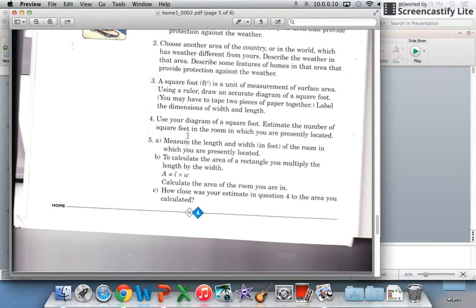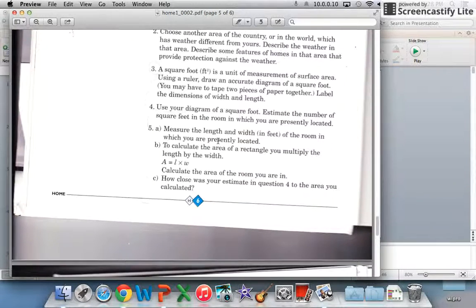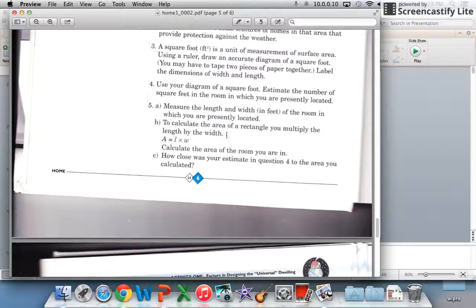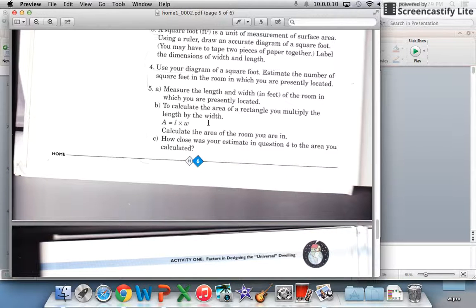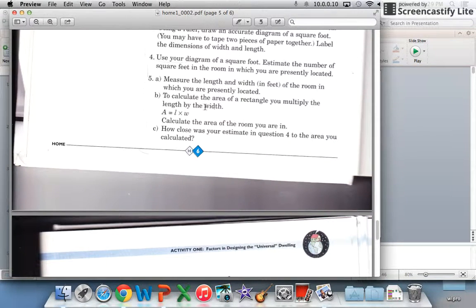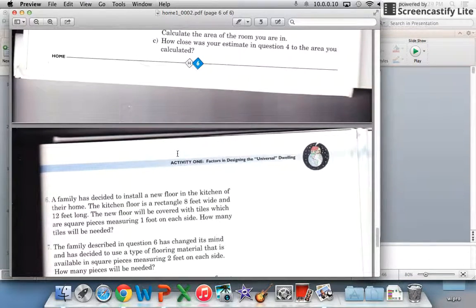And then I'll have them with their group again actually predict and estimate how many square feet are in the classroom, and then actually measure it. And then groups can compare their answers with one another. It's kind of an interesting activity. So I have them do this in class with their group.